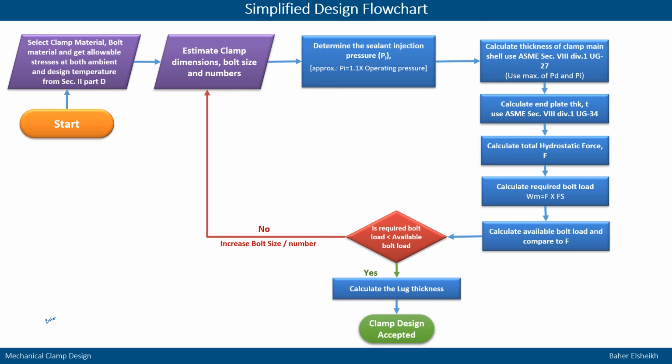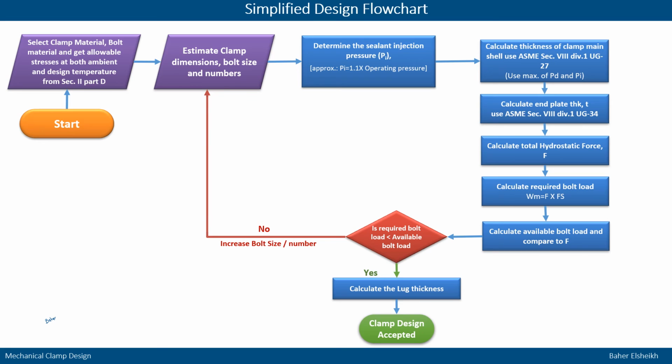Now determine the sealant injection pressure. As an approximation, usually it is applied at about 10% over the operating pressure of the line. Now calculate the clamp main shell thickness using ASME Section 8 Division 1 UG-27, using the maximum of the design pressure of the line and the injection pressure, as we said. Then calculate the thickness of the end plate using the UG-34 equation.